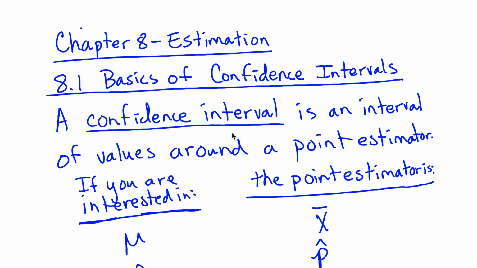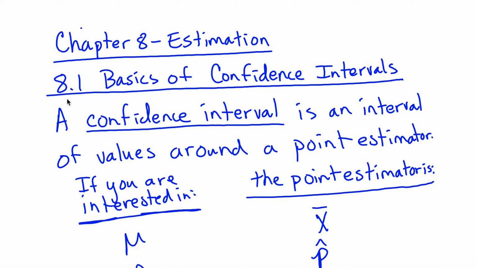This video will be dealing with Chapter 8, which is on estimation. Estimation is where you want to find the value of a parameter from a statistic. So you're actually going to estimate what you think the value of a parameter is from a statistic that you can get from a sample.